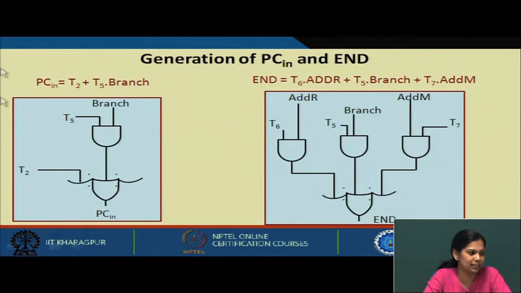So, this is an AND. Branch and T5, then only PC in will be there. This logic expression can be written in the form of logic gates, where T5 and branch are connected with an AND gate, which is connected to the input of an OR gate. So, this expression can be implemented using this logic function.